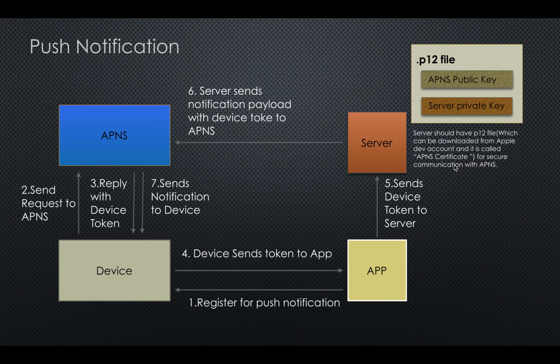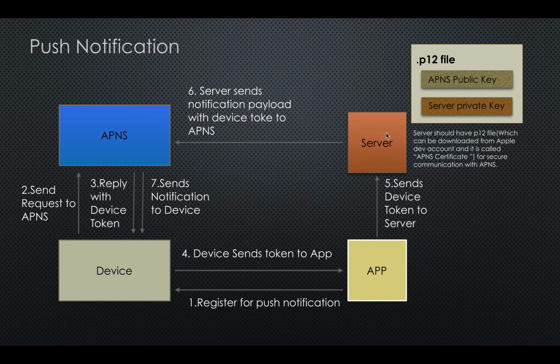Okay, so it is for a secure communication with your APNS server. So if your server does not have a P12 file, it will not be able to communicate with APNS server. Okay, so in order to send valid push notification, you need to have P12 file. In order to send push notification, you have got to have P12 file at your server. Okay, so you will have the P12 file at your server, and once you receive the device token from your app, you will send a request.